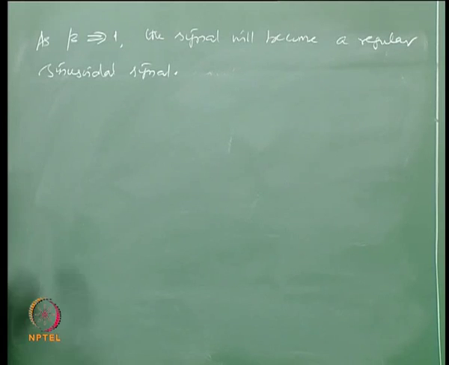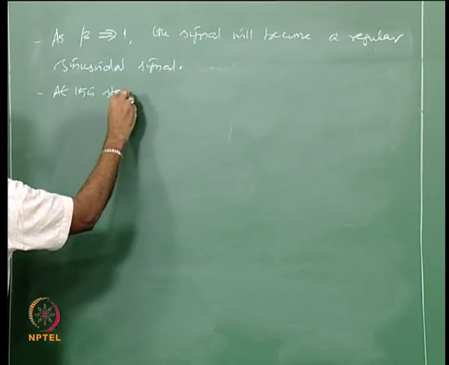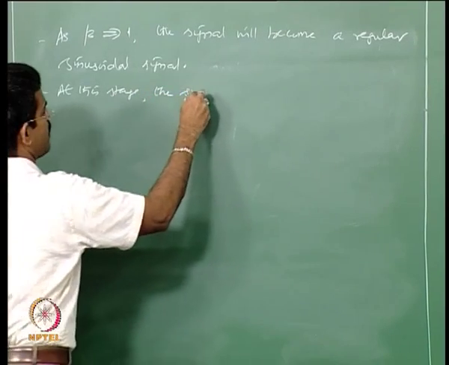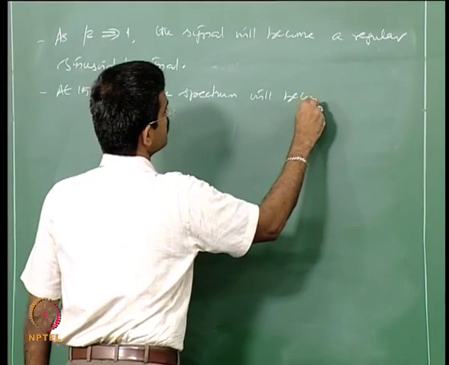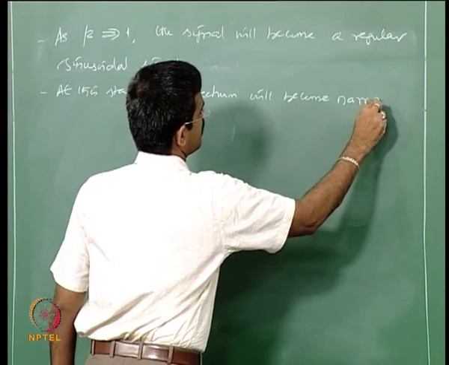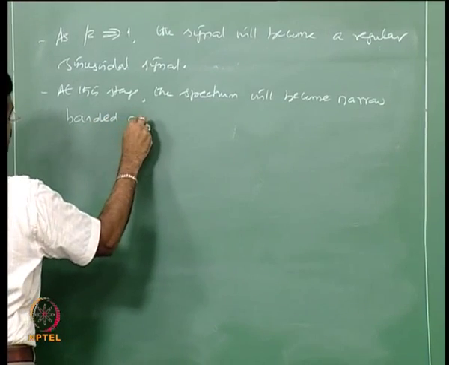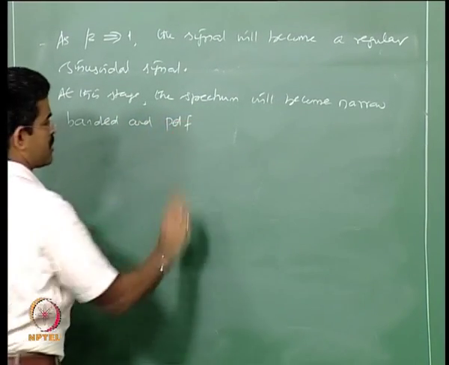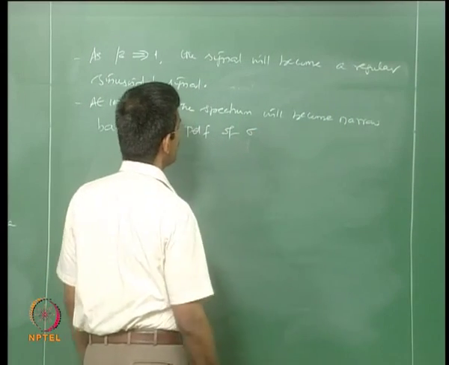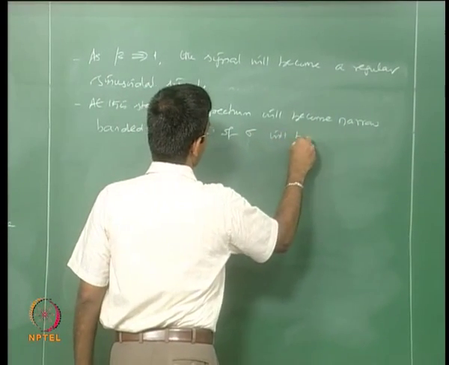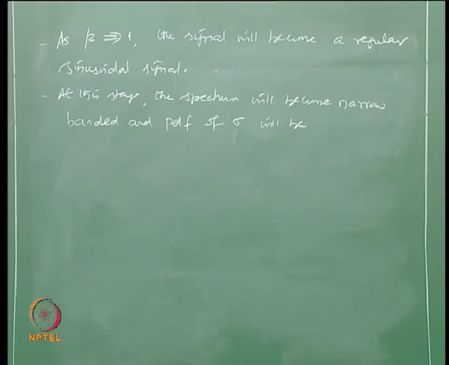So, at this stage, the spectrum will become narrow banded and the probability density function of the stress range will become Rayleigh distribution.